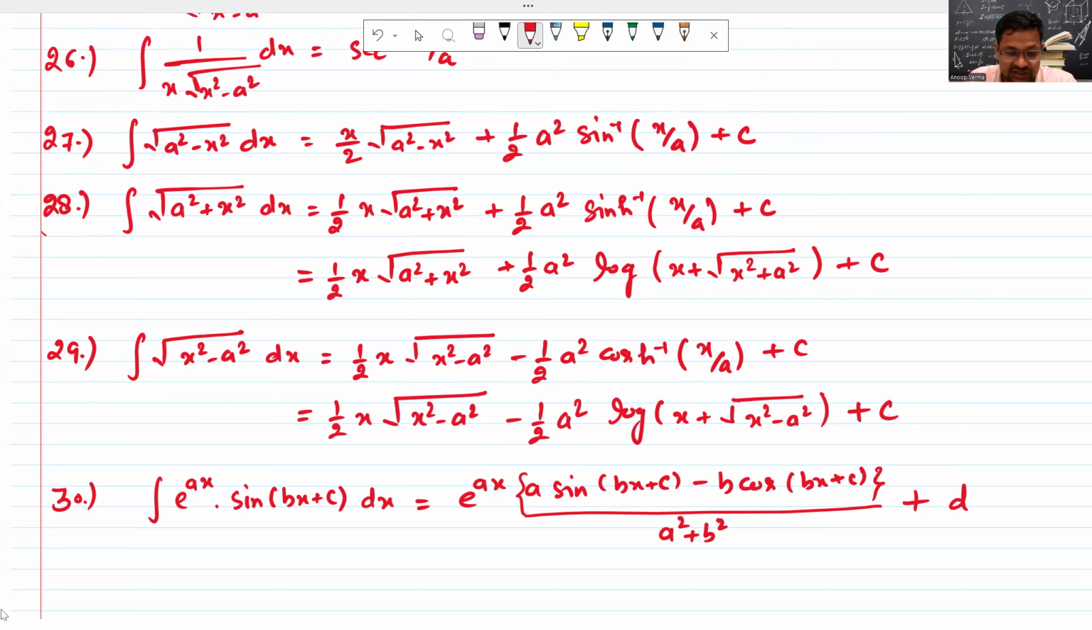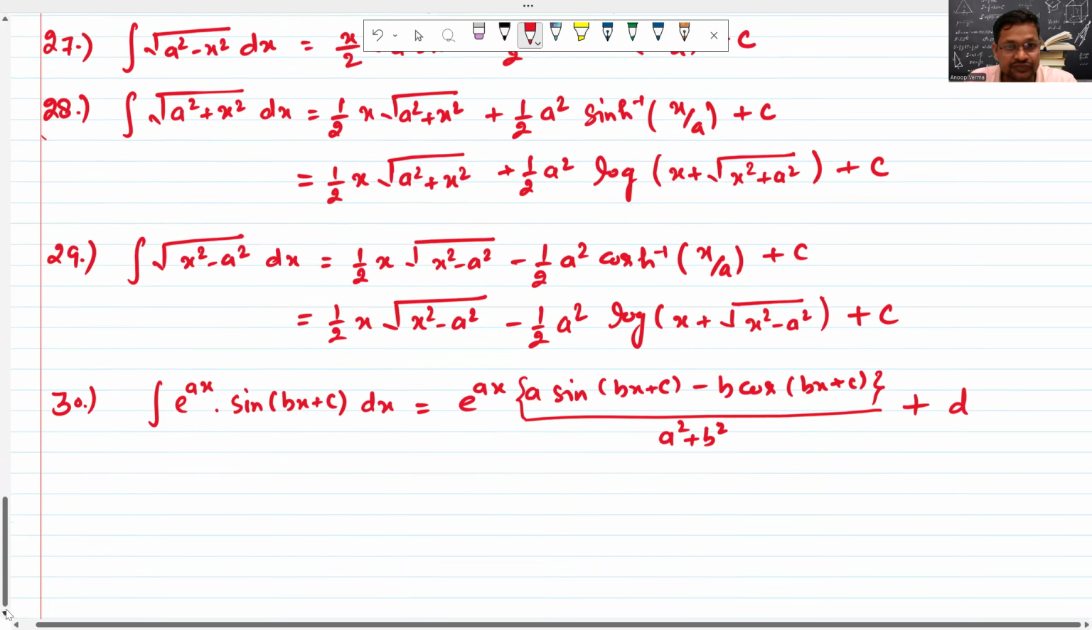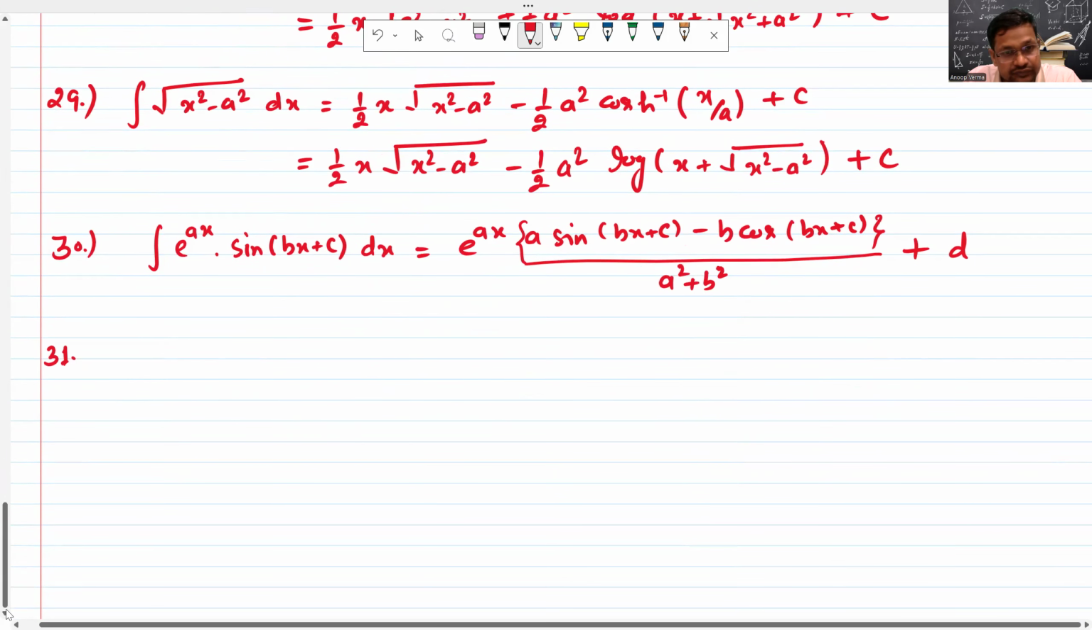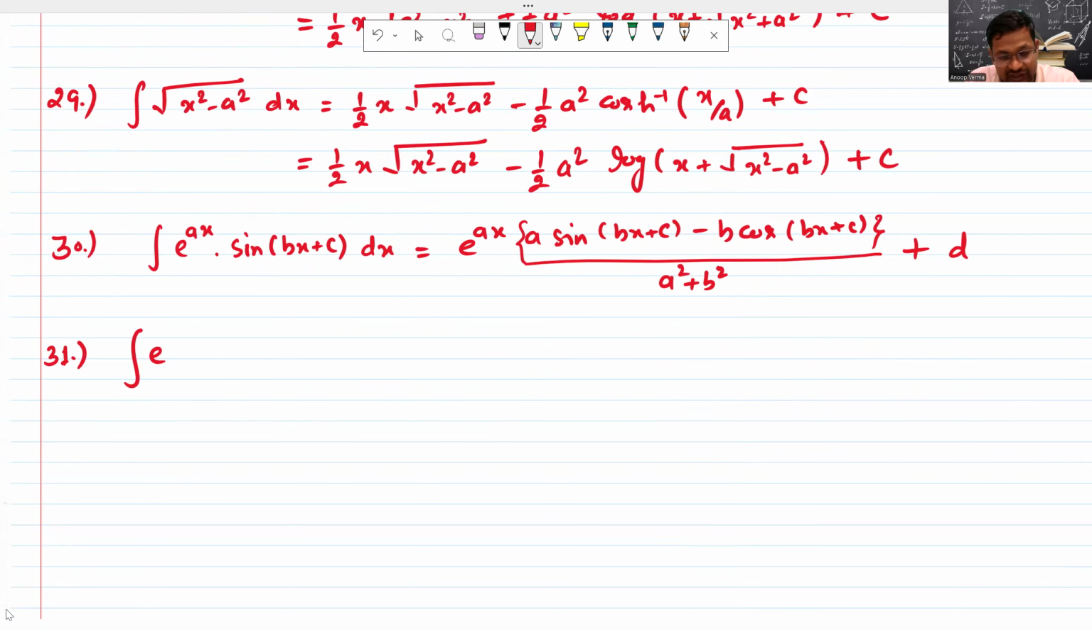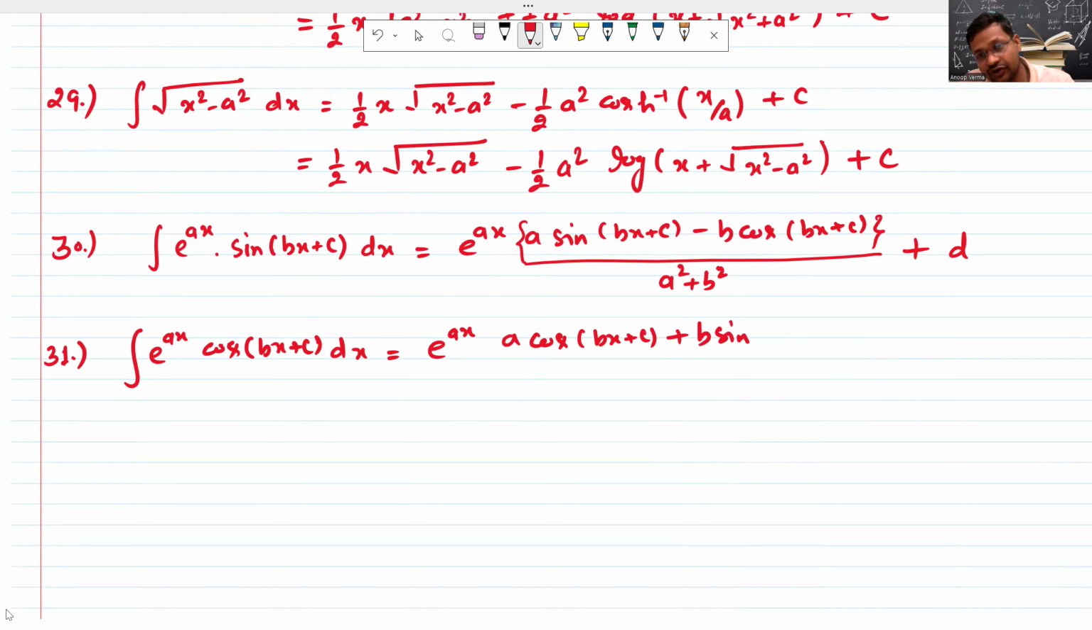In a similar way, the 31st formula is for the cos one. The integration of e to power ax cos of bx plus c dx is equal to e to power ax, into a cos of bx plus c plus b sine of bx plus c, divided by a square plus b square, plus some constant d.